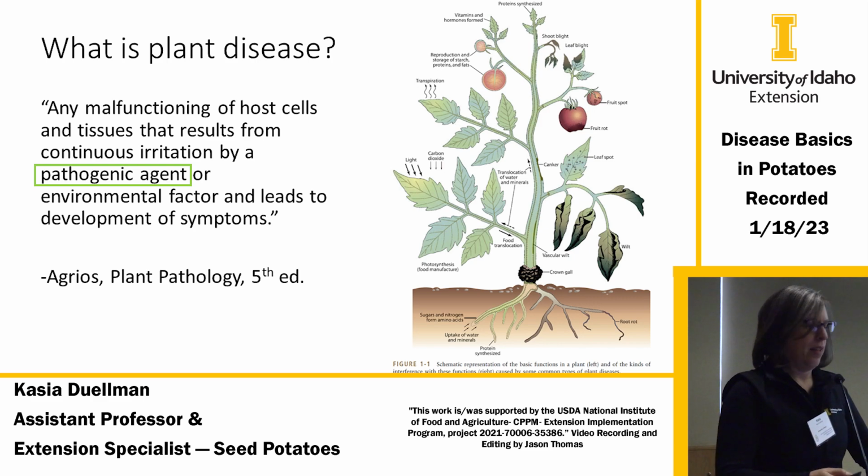side of disease. Over here on the little diagram, this nice little schematic, there's different types of symptoms. This is not an exhaustive list of symptoms, but we have spots, blights, blotches, wilts, galls, leaf rolls. There's many others too.